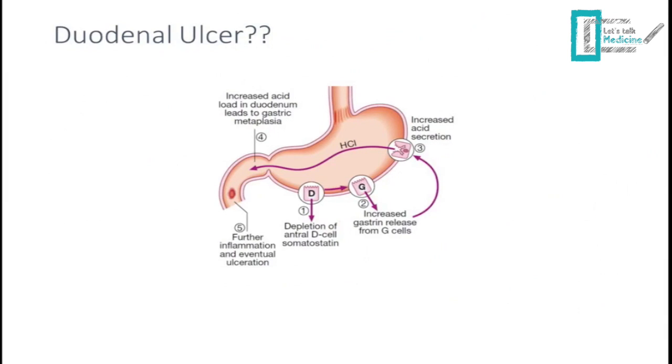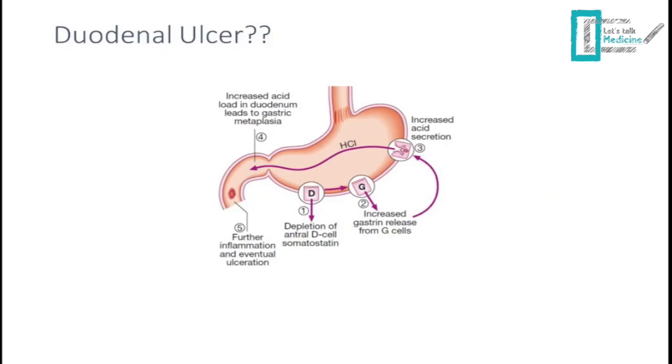So how do duodenal ulcers occur? First of all, we have depletion of antral D cell somatostatin. We don't have that much somatostatin, especially in the antrum, because H. pylori colonize mostly in the antrum of the stomach, so we have depletion of the D cells and therefore of the somatostatin. We have an increase in gastrin release as well, because H. pylori can also cause an increase in gastrin release. Both of these, inhibition of D and induction of G, cause increased acid secretion.